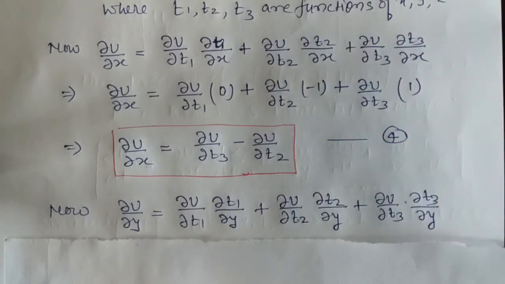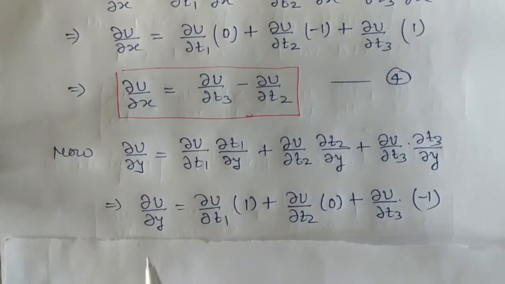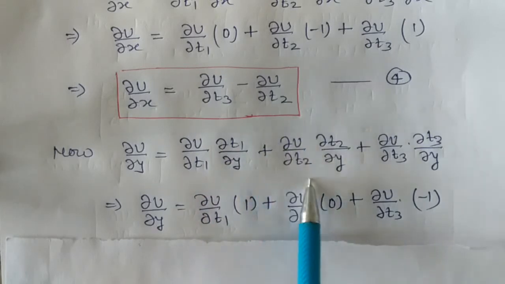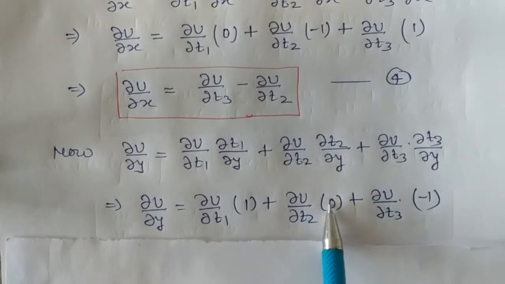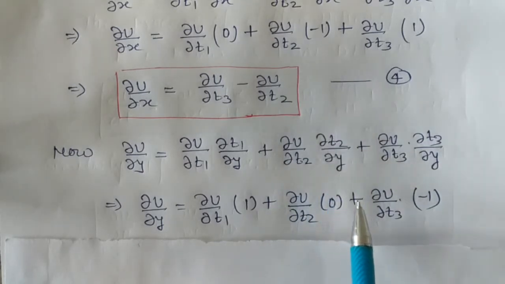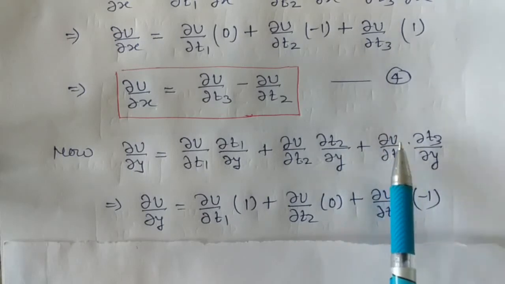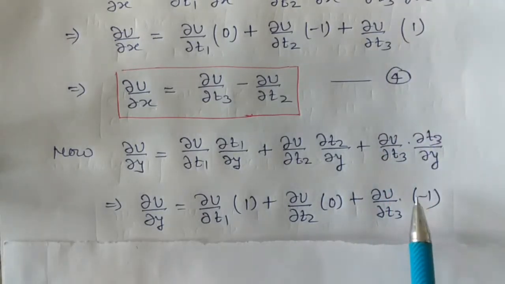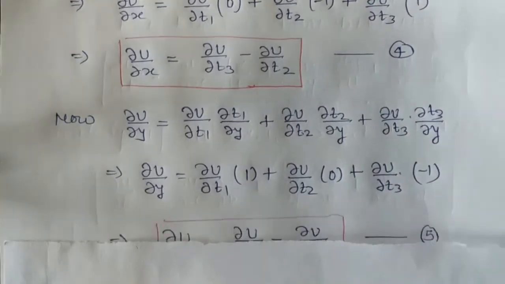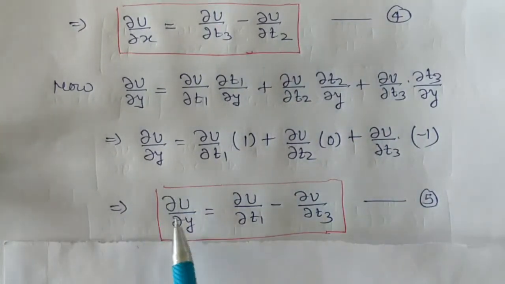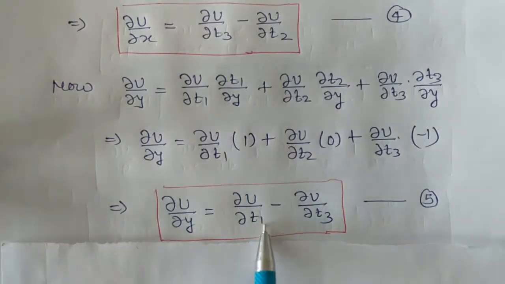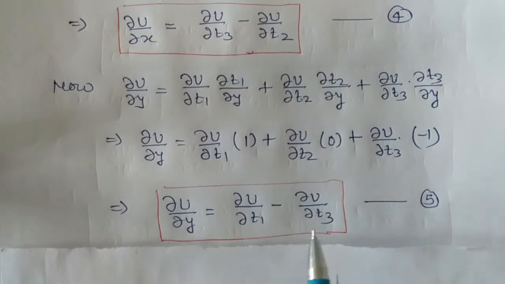So putting the values of the partial derivatives, we get del u by del y is equal to del u by del t1, where del t1 by del y is 1, plus del u by del t2 into del t2 by del y, which gives 0, plus del u by del t3 into the partial derivative of t3 with respect to y, which gives minus 1. So finally we get del u by del y is equal to del u by del t1 minus del u by del t3.